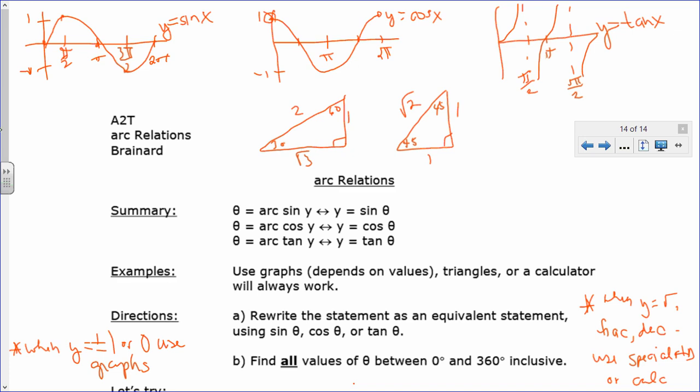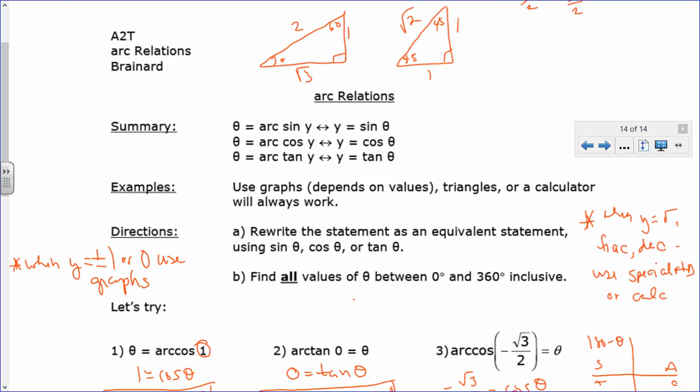Today we're talking about arc relations. I know it looks funny because I have it in lowercase letters, but there is a reason why it's lowercase a, and tomorrow we'll learn why in the next video. When it's lowercase, it means something different than when it's uppercase. So we have theta equals arc sine y if and only if, that's what the double arrows mean, y equals sine theta. And theta equals arc cosine y if and only if y equals cosine theta. And theta equals arc tan y if and only if y equals tan theta.